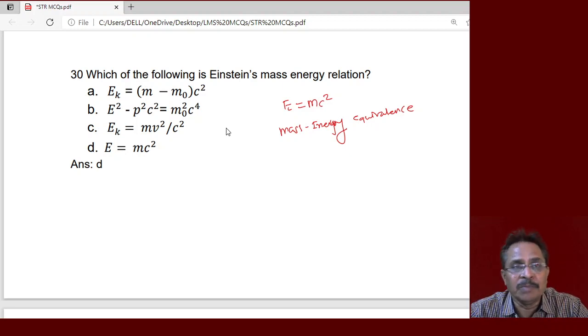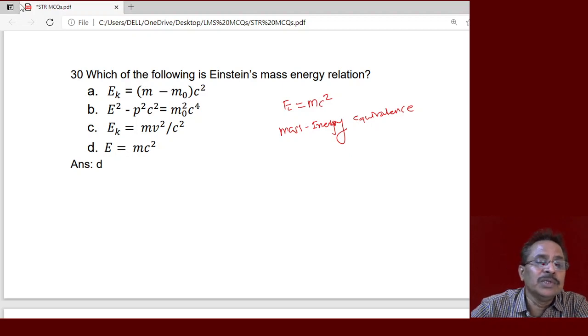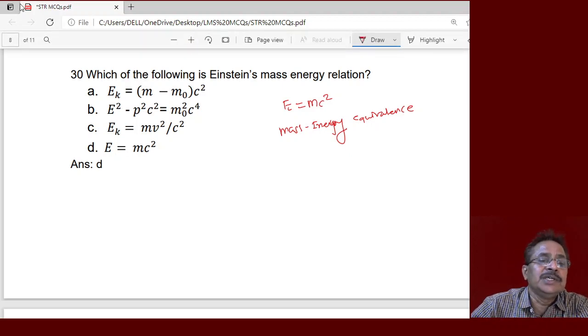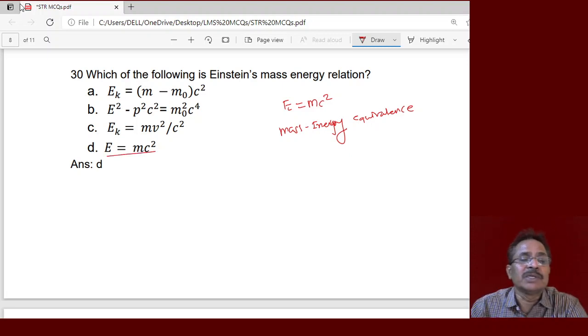Or vice versa. Mass disappears, energy is generated; energy disappears, mass is generated. This conversion between the two is going to be E = mc². So don't go by these; these are the actual kinematic relations: Ek = (m − m0)c², E² = p²c² + m0²c⁴. All the relations are true, but this relation is more appropriate for this question. Therefore, question number 30, the correct answer is D.